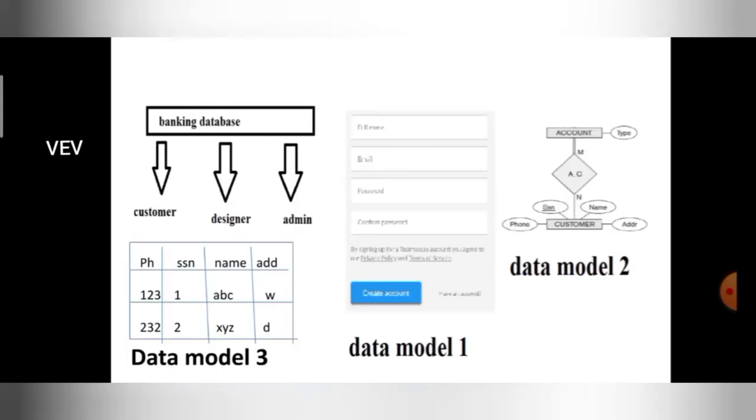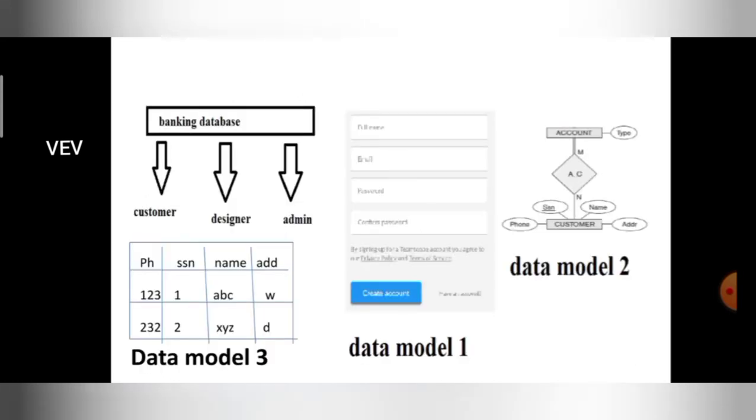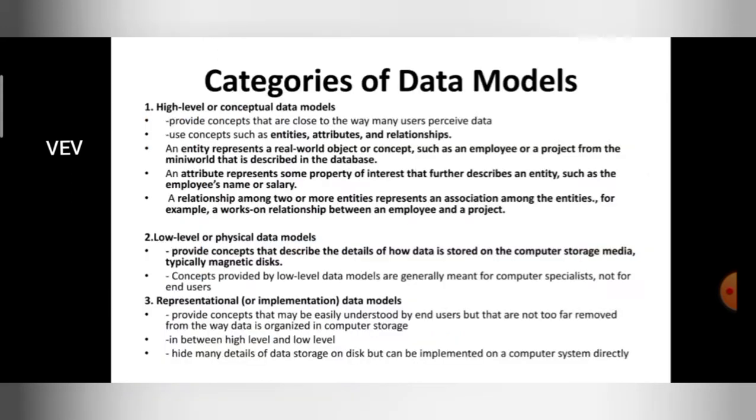You can see here data model 2 is an example of a high level data model. It contains the information about entity, relationship and attributes. First I will explain entity, attribute and relationship. See here, an entity is a real world object. Entity is nothing but a real world object. For example, in this banking database, a real world object can be account. Account is a real world object. Customer is a real world object. Bank is a real world object.